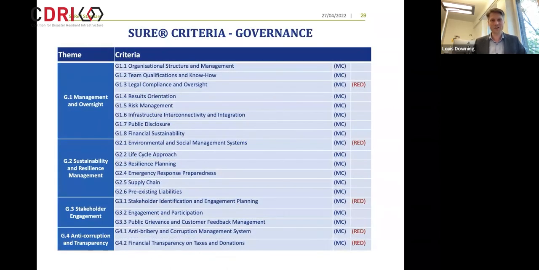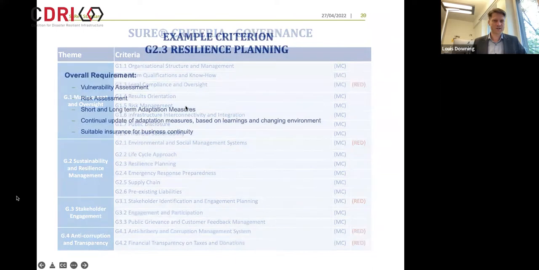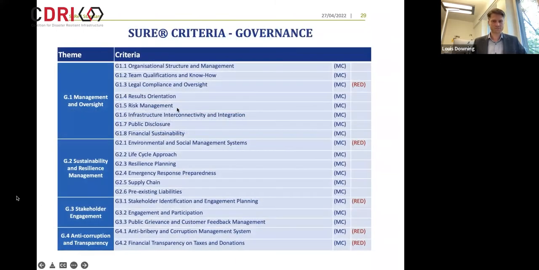Okay, then looking at the third dimension, governance. So we've got four themes: management and oversight. So this is looking at how is the project set up? Is it being implemented with the right structures in place? Risk management there is a really key criteria. As is infrastructure interconnectivity and integration.